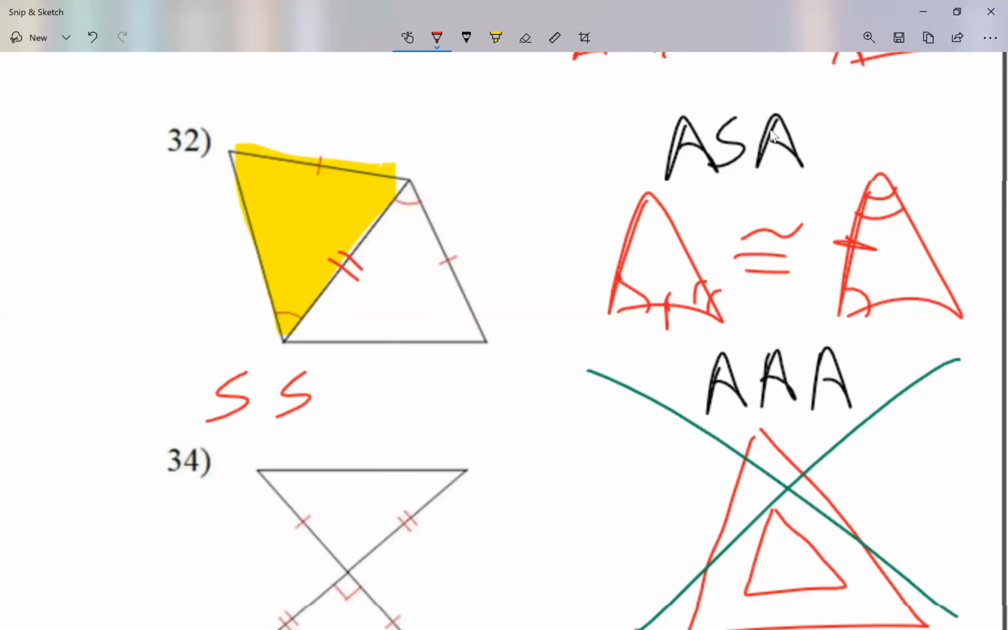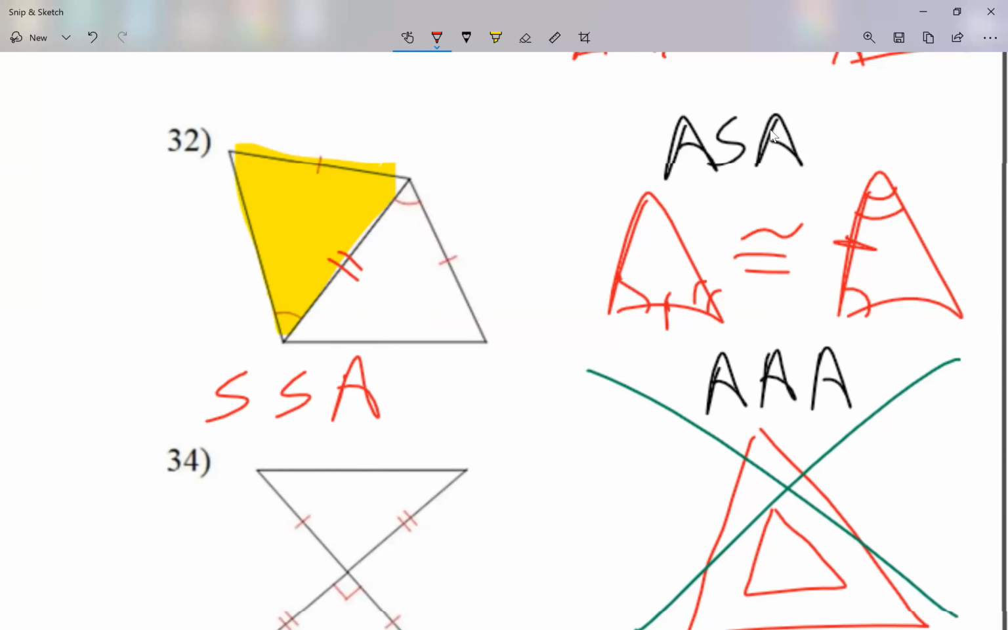And then I see an angle, but then I ask myself, is the angle in between the sides? Is the angle the included angle? So is that the corner where my two sides meet? No, it's not. Okay, for right now, let me put it right here.